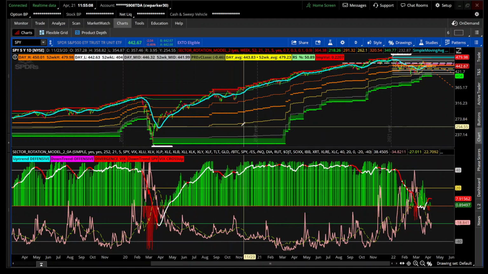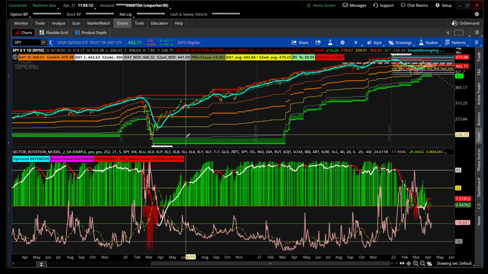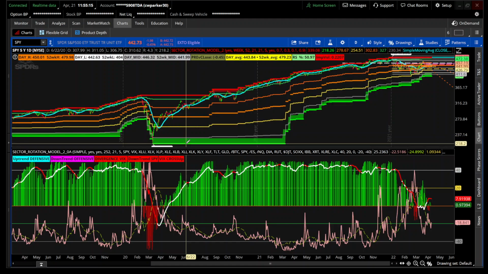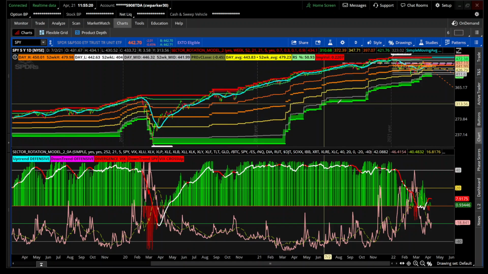And if I haven't said this, this is the same thing that's down here. It's just another visual representation. The red line is the 52-week high. The lower line is the 52-week low. And then you have your 10, 30, 50, 70, 90.